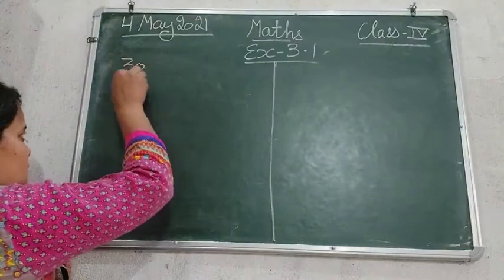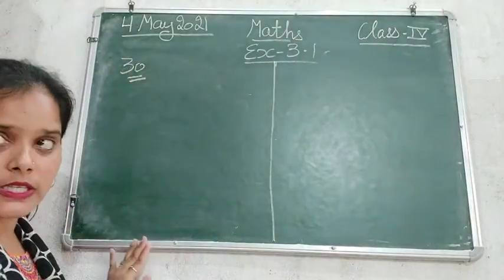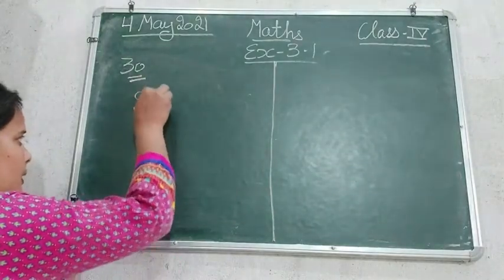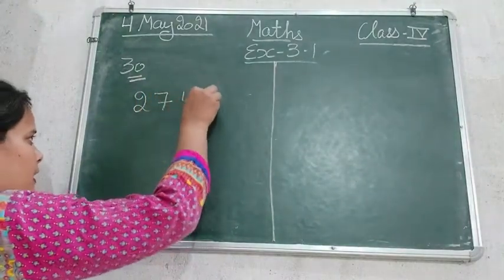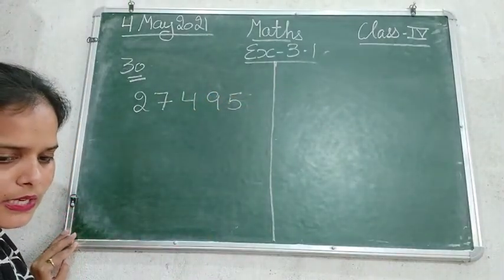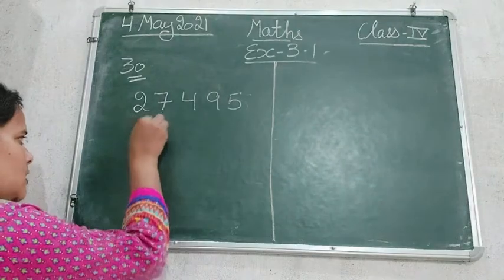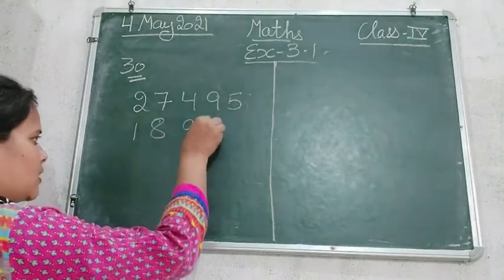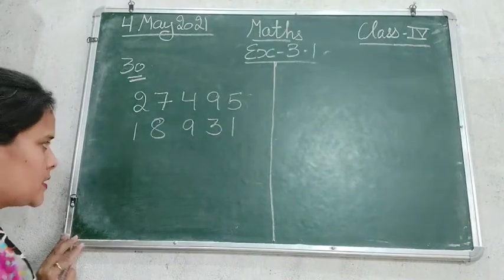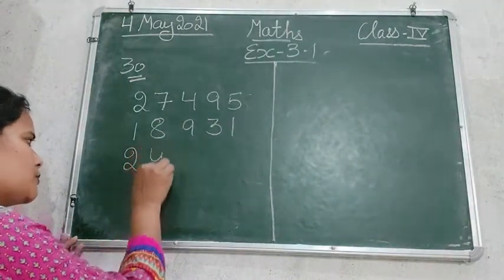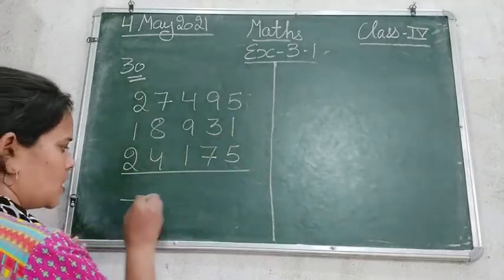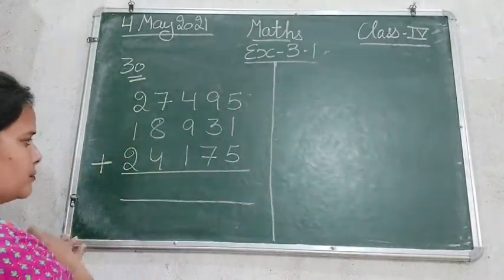Question number 30 is 27,495 plus 18,931 plus 24,175. So let's add them.